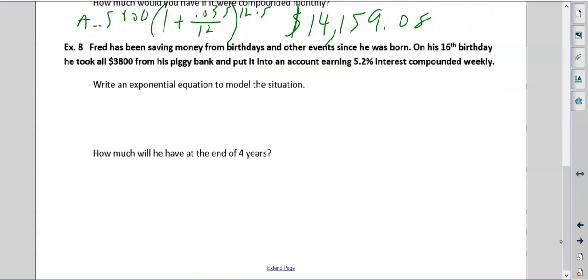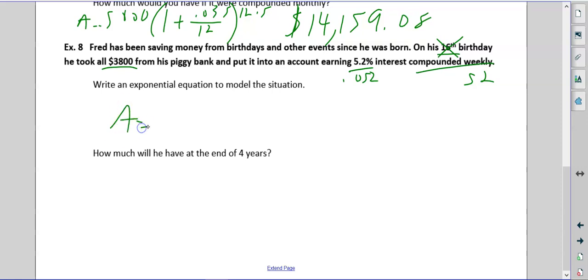All right. Fred has been saving money for birthdays and other events since he was born. On his 16th birthday, he took all $3,800 from his piggy bank and put it into an account earning 5.2 weekly. So that's 52. This is 0.052. Okay. Now, on his 16th birthday, that's a distractor. That's just when he took it out.